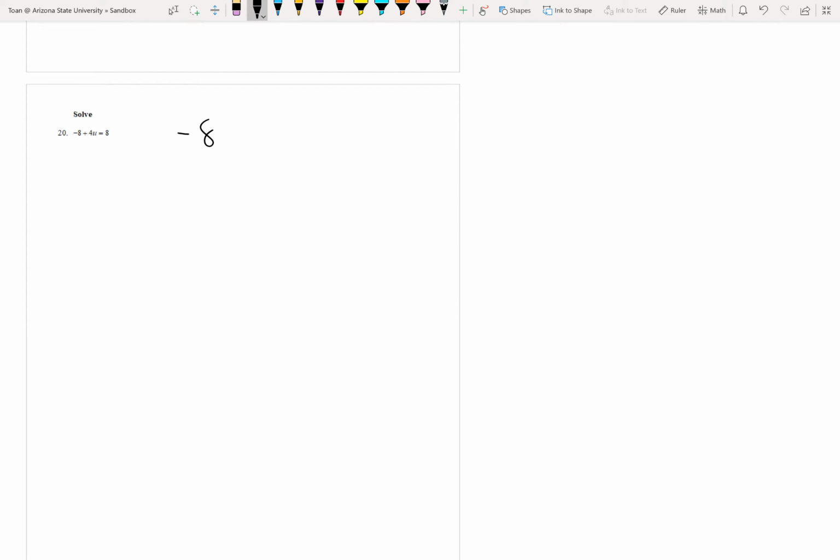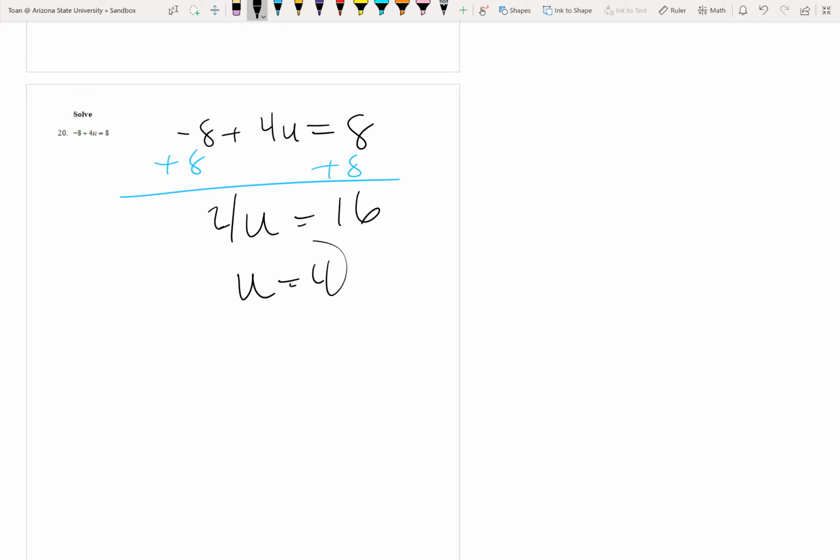More straightforward solving equations. This should be automatic by now. Let's add 8 to both sides. 4u equals 16, and divide out the 4 gives you u equals 4. That was pretty simple.